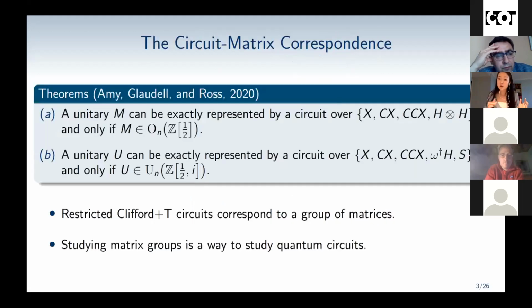In fact, there is a correspondence between families of quantum circuits and groups of matrices. In 2020, Amy, Glaudell, and Ross showed that a circuit over NOT, CCZ or Toffoli, and a tensor product of Hadamard gates can be exactly represented by an orthogonal dyadic matrix. And a circuit over NOT, C0 Toffoli, a scaled Hadamard gate, and a phase gate can be exactly represented by a matrix from this group. This means that in order to study quantum circuits, we can now study the matrix groups. And here we call the circuits over this generating set restricted Clifford plus T circuits.